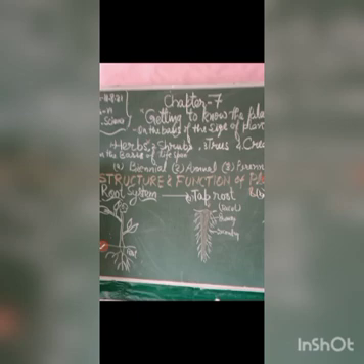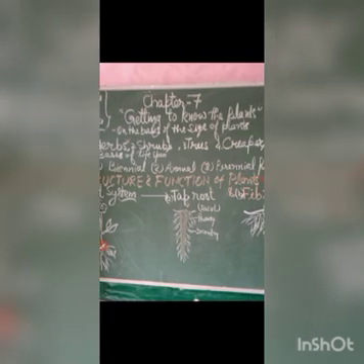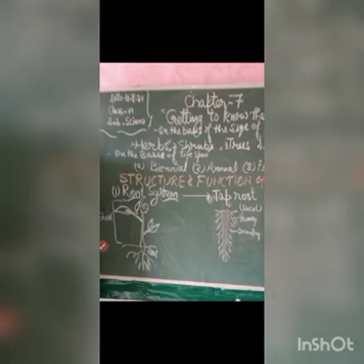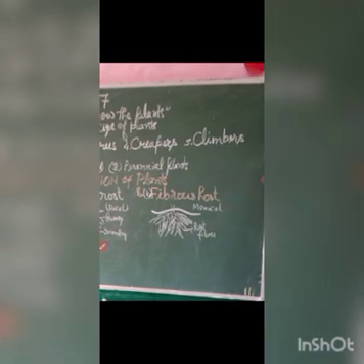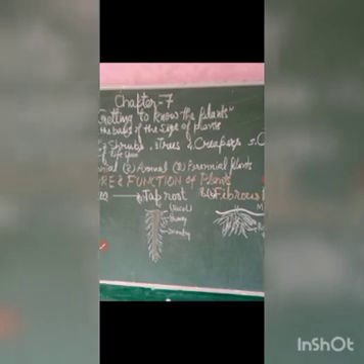Plants are classified on the basis of their size. On the basis of size, the plants are herbs, shrubs, trees, creepers, and climbers. These are the 5 categories of plants based on size. Let us take examples of each one.